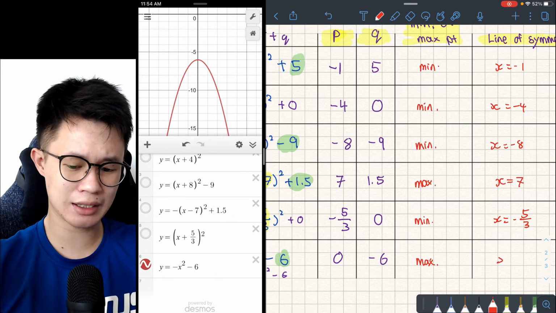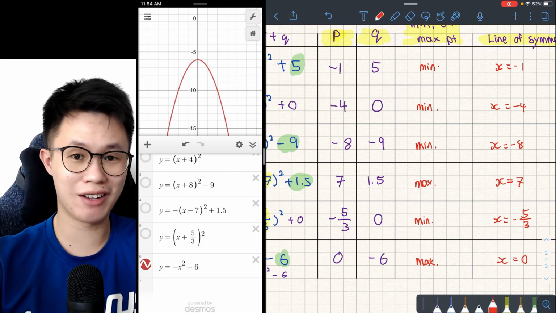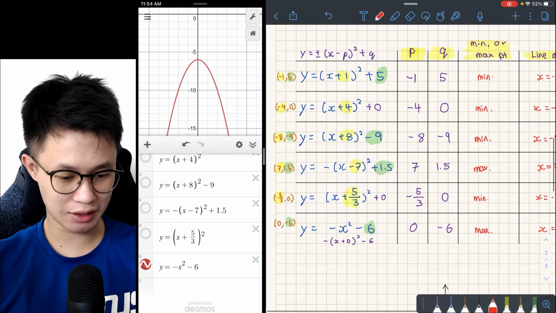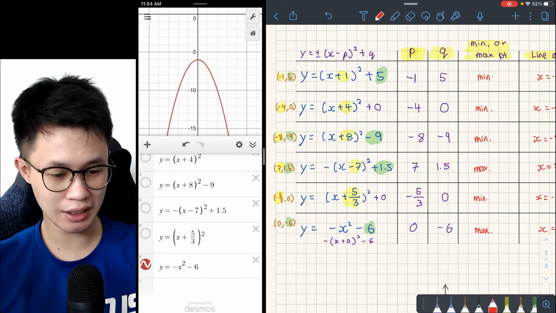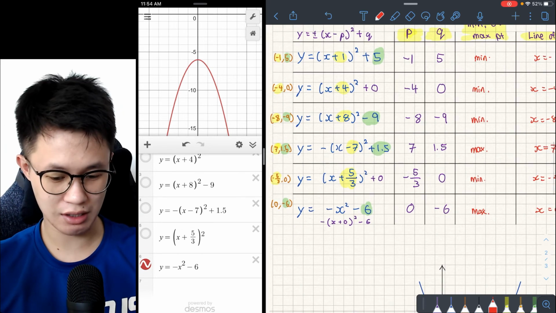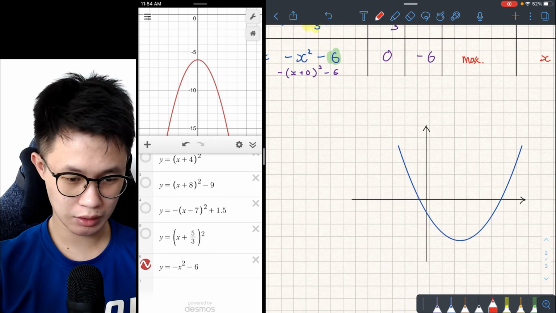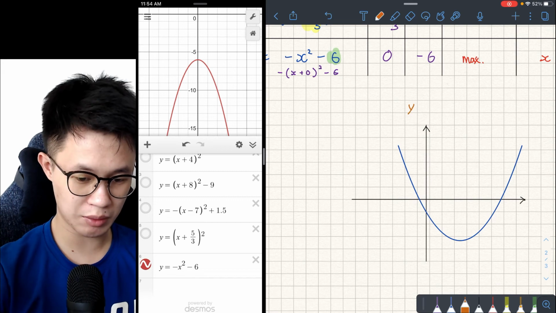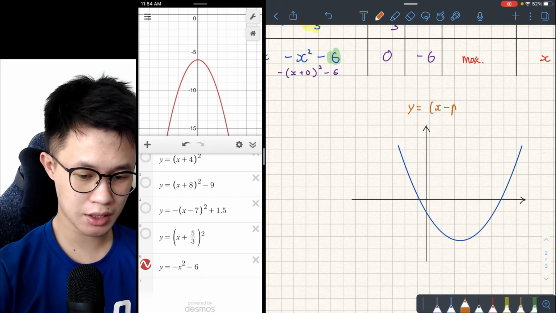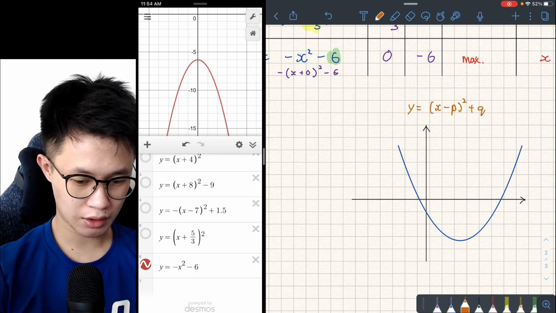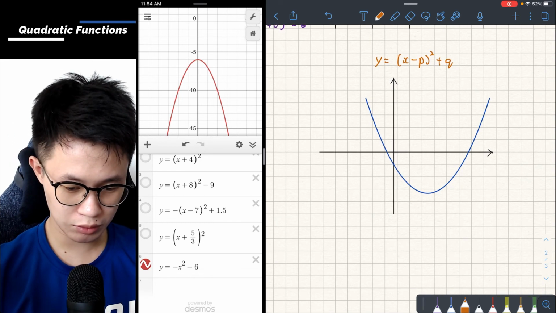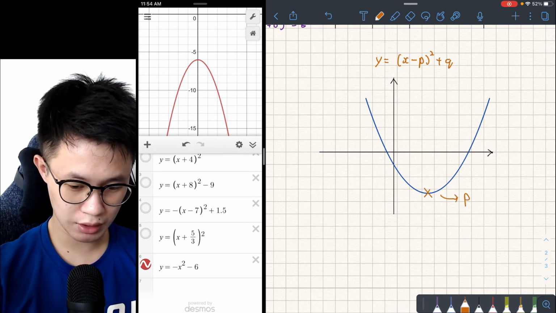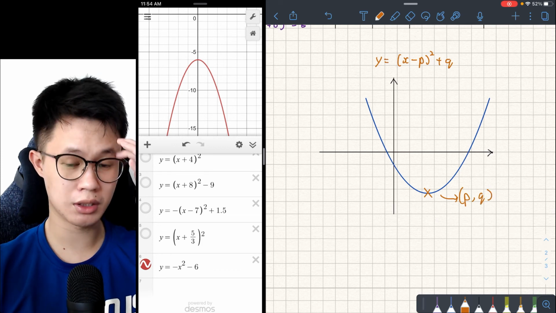Practically, I like this kind of equation. It's pretty straightforward to use. From this activity, we realize that we can infer p and q that easily. So what does that mean for a graph such as y equals (x minus p) squared plus q, if you generalize it? For a graph like that, the coordinate of the turning point is simply p comma q.